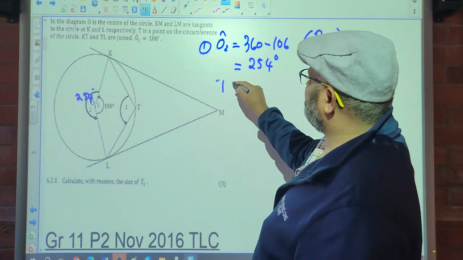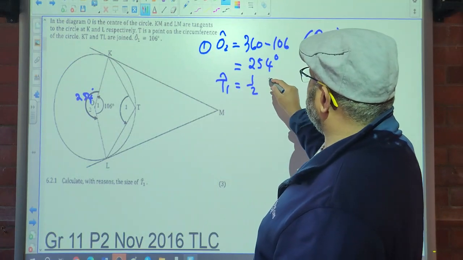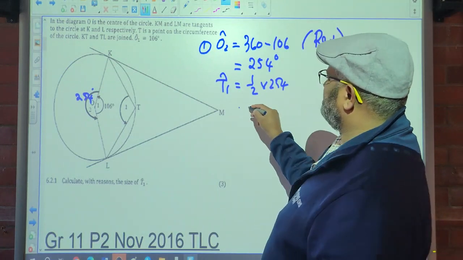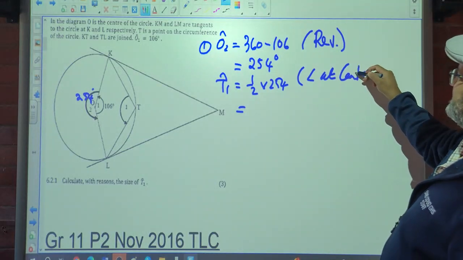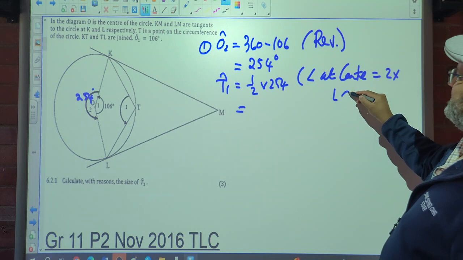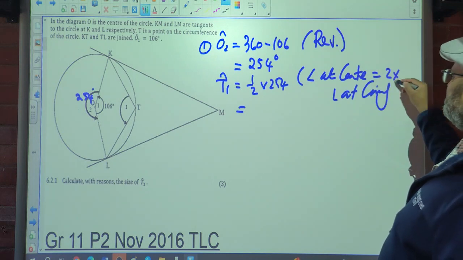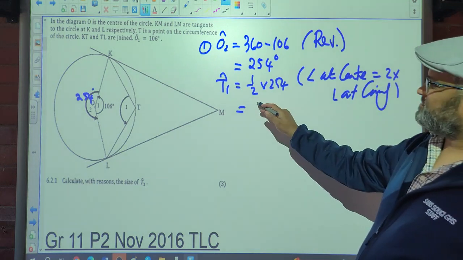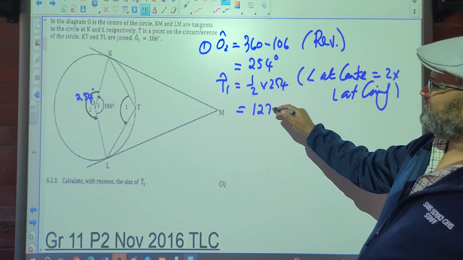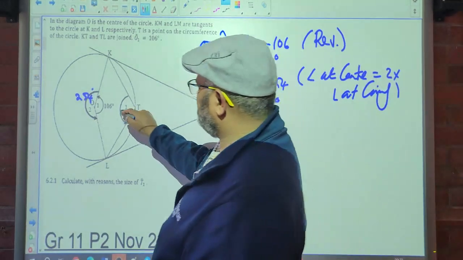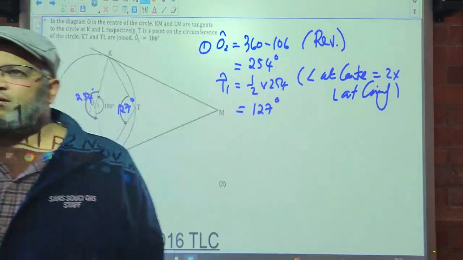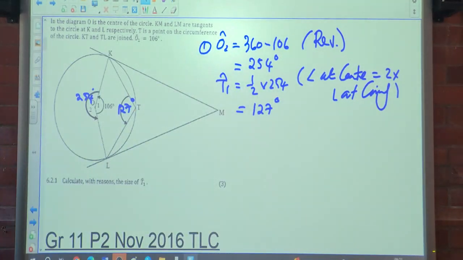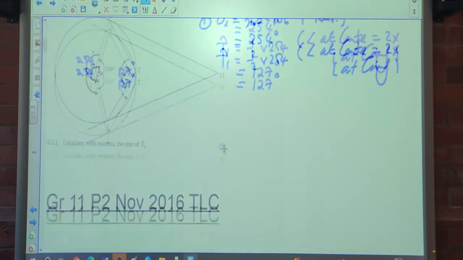So T1 is going to be, of course, half of that. Why? Angle at center is equal to 2 times angle at circumference. We give an answer of 127 degrees. Okay, any confusion there? No.